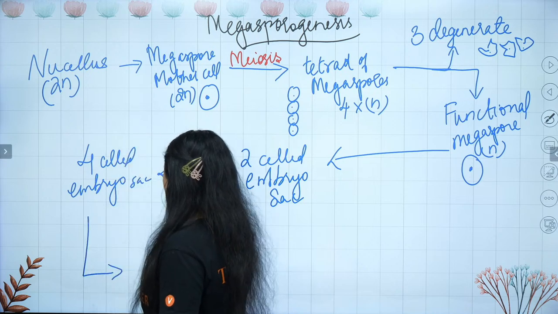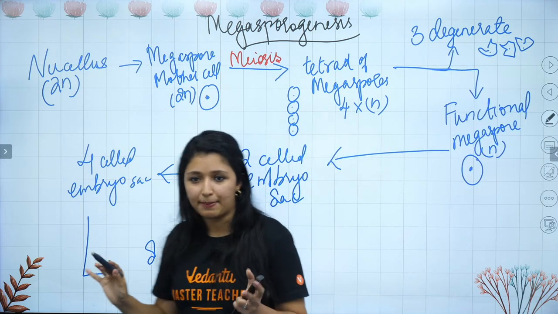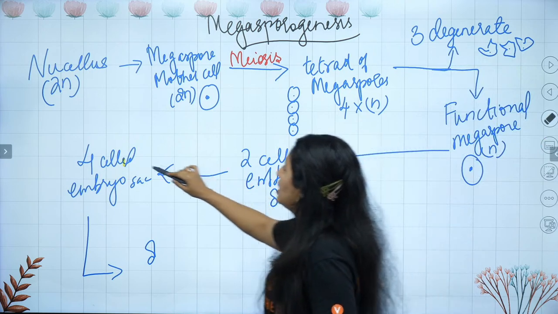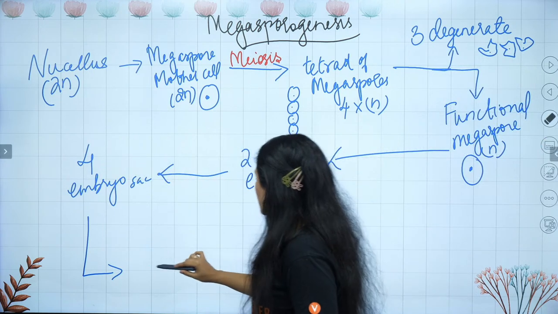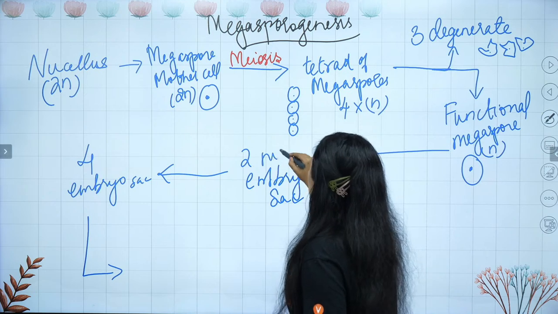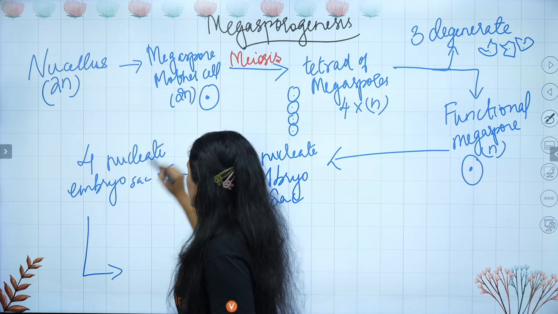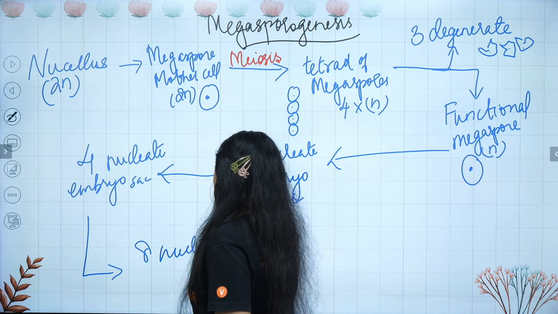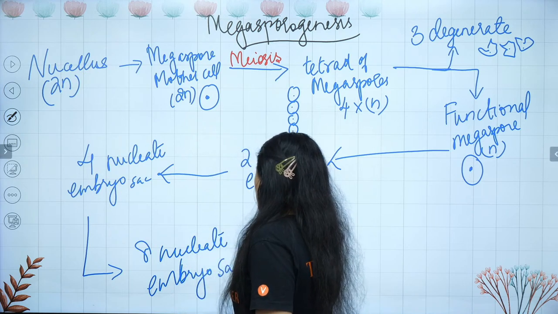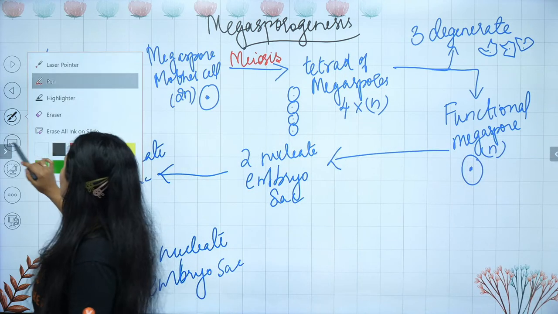and once more mitosis to form the eight, or I would say eight nucleate, because only nuclear division is happening; the cell is not being divided. So I would use the word nucleate. Two nucleate, four nucleate, and eight nucleate embryo sac, because there are three sets of mitosis happening.